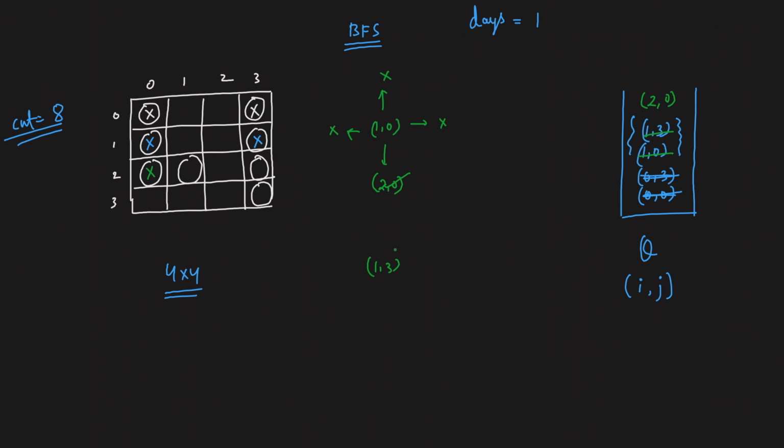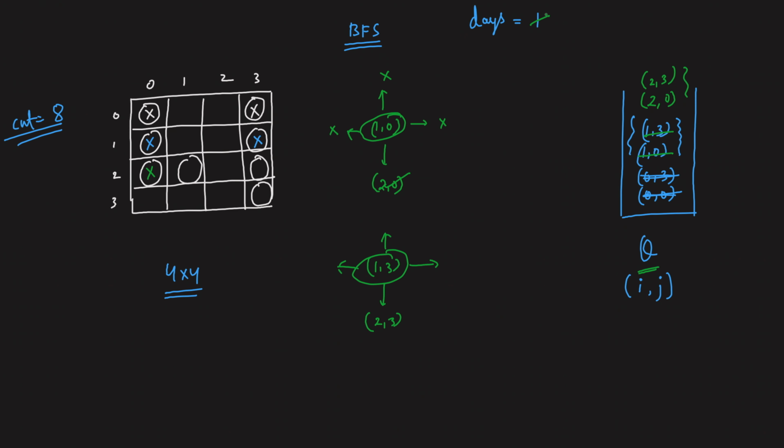Next 1 comma 3. Again at the top you already have a rotten. At the right you don't have anything. On the left of 1 comma 3 you have an empty cell. On the bottom you have a 2 comma 3, right? So what you'll do is you'll put in 2 comma 3. So can I say these two guys made some guys rotten. That is why the queue is still having 2 elements.